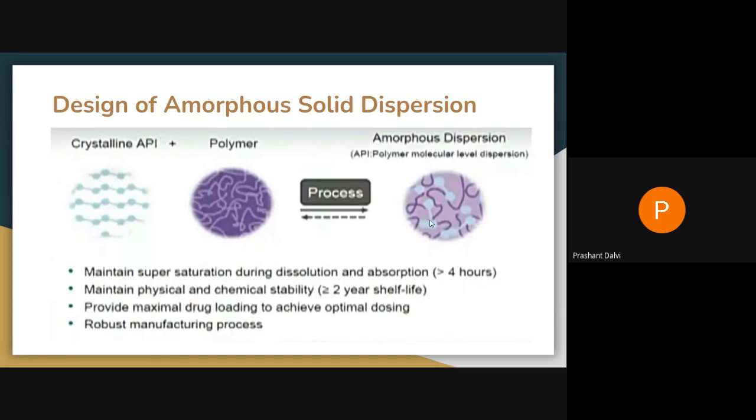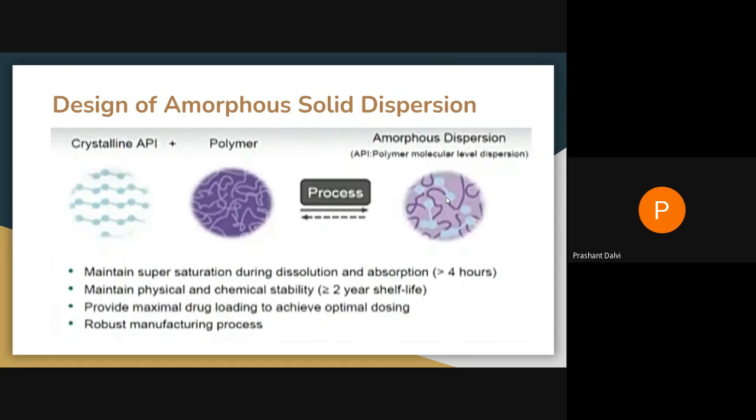So you can see here it is a molecular-level dispersion of the amorphous form of these drugs in the polymer, and that helps to improve the viability as well as the solubility of these poorly water-soluble drugs. It helps to maintain supersaturation and stabilization of the formulations for more than 4 hours. Also, it helps to maintain the physical and chemical stability of the preparations for more than 2 years. It also provides the maximum drug loading to achieve optimal dosing and a robust manufacturing process.